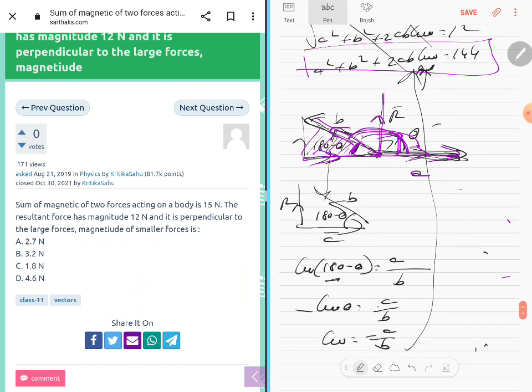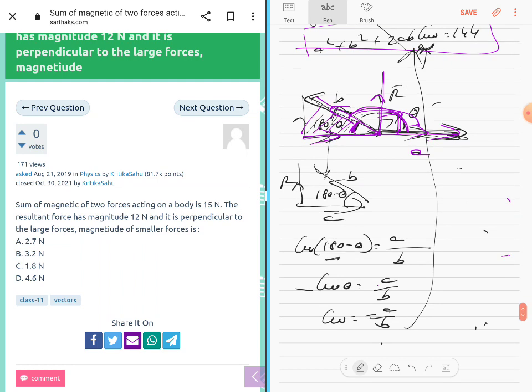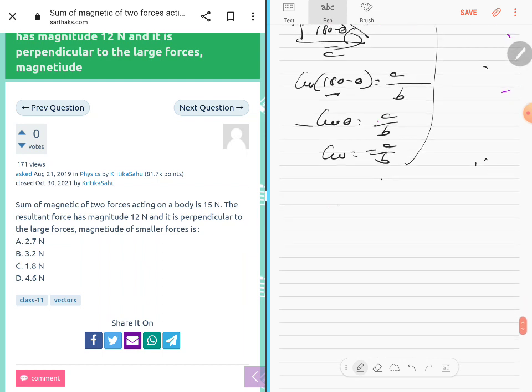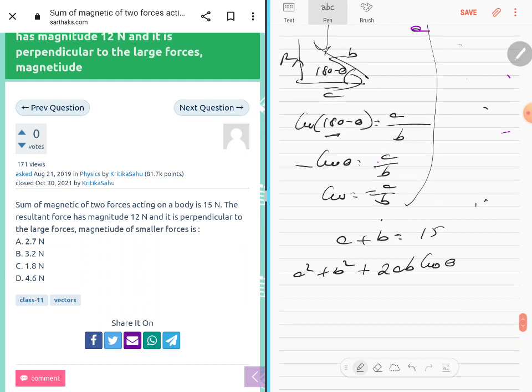So you don't have proper solutions. Can you see? You have to think and do. Only a clue is there. There is a solution, but complete clarity is not there. So you have a plus b to be 15, and you have a square plus b square plus 2ab cos θ, where θ is the angle between the a vector and b vector. The parallelogram law will have only a plus, there is no minus, unless you substitute 180 minus something.